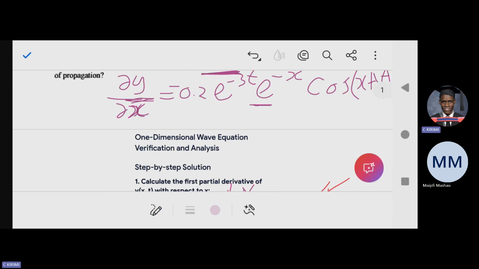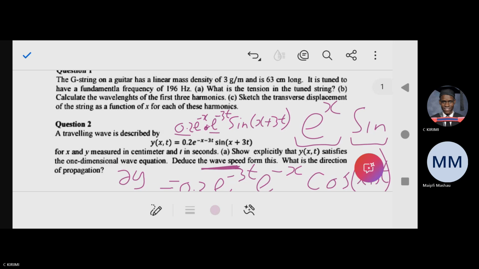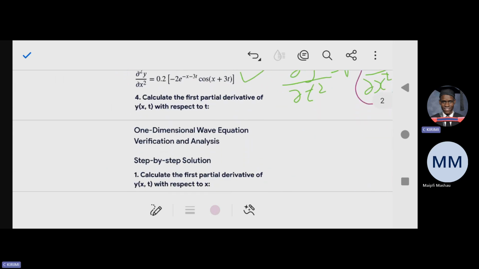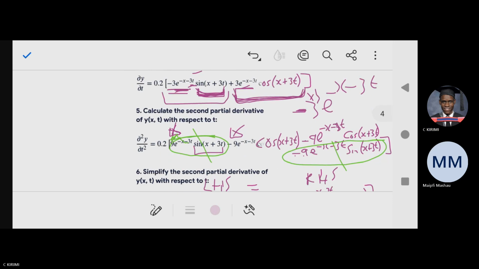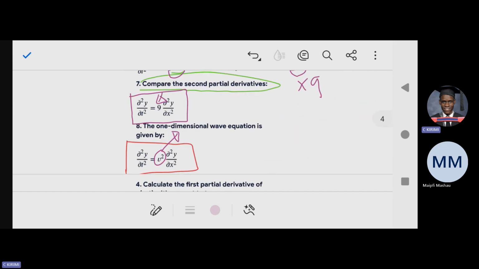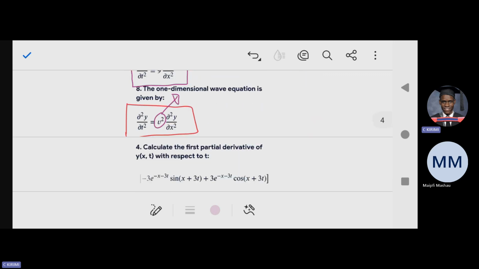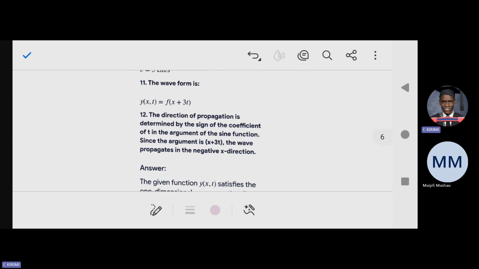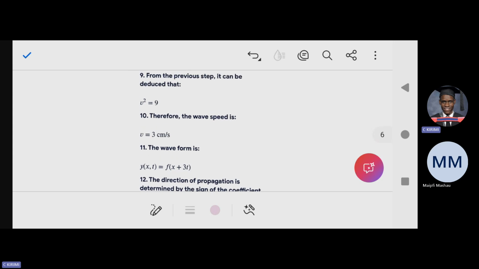And remember, you were given your displacement of x in centimeters. So it's not meters per second, it's centimeters per what? Per second. So you must take note of that as well, because your units were centimeters. So once you have put in that equation, you found that that one is 9. Now you can calculate the speed, the wave speed.